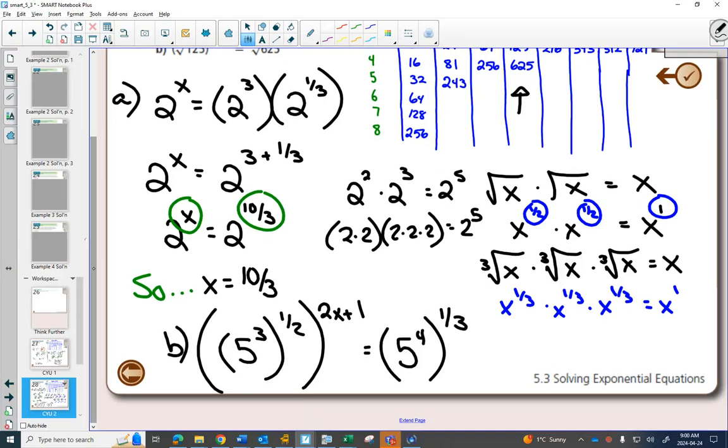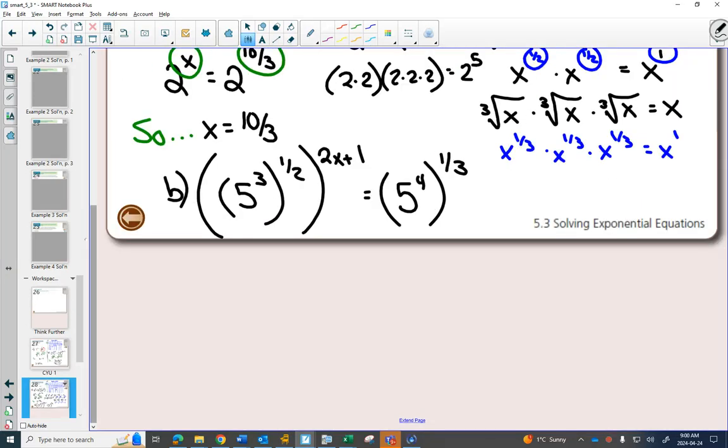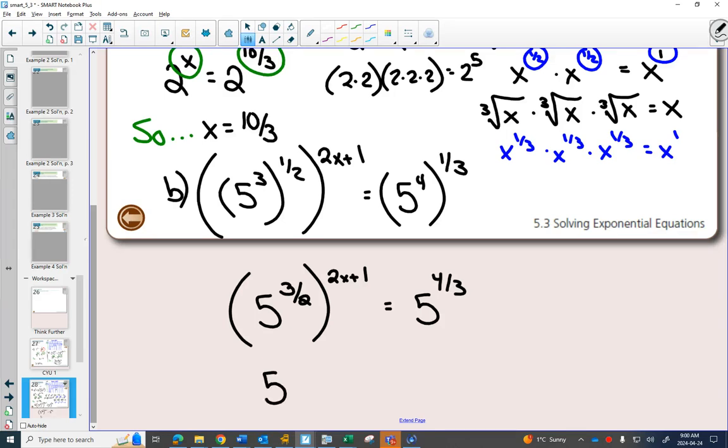Power to a power is multiplying. I'm going to do this in 2 steps. First, I'm going to do this power to a power and get 3/2. And I'm going to do this power to a power and get 4/3. Then I have a power to a power again. So I'm going to need to multiply these together and distribute.